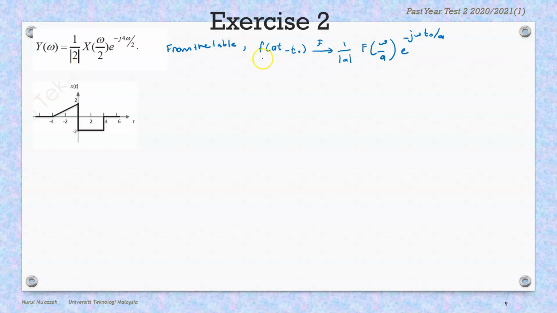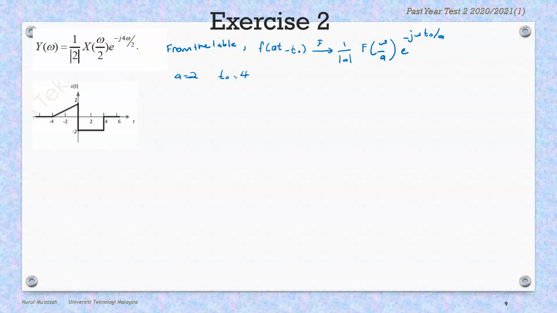So f in this equation here is actually x, x omega. So we match with the equation. We look here, a should be 2. F omega is x omega. Negative j omega t naught over a is negative j 4 omega over 2. So t naught here should be 4.